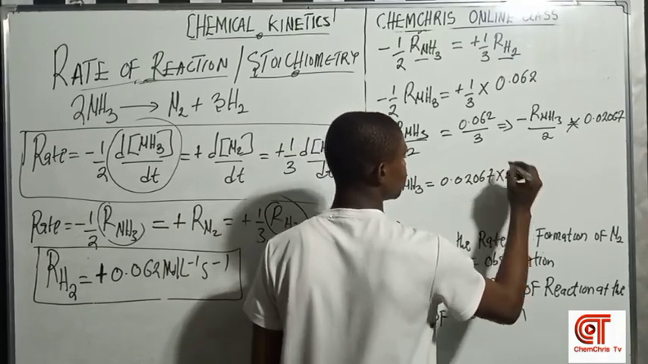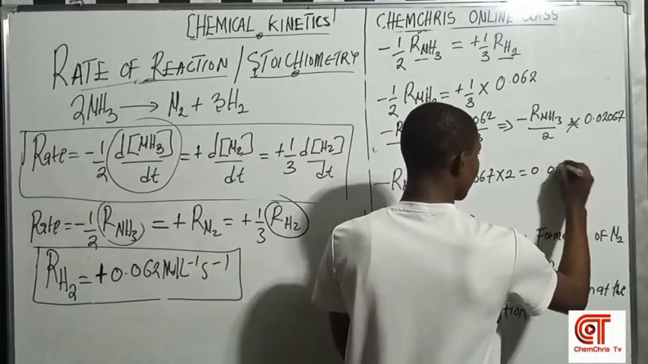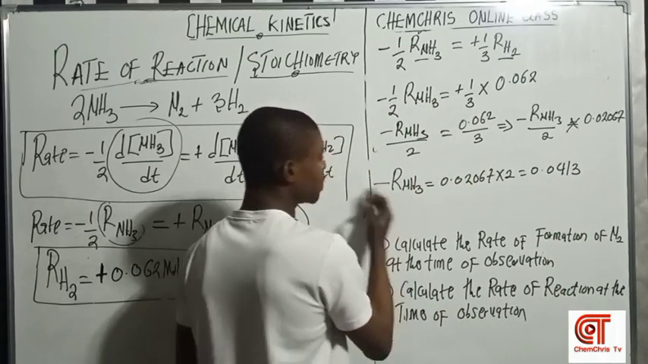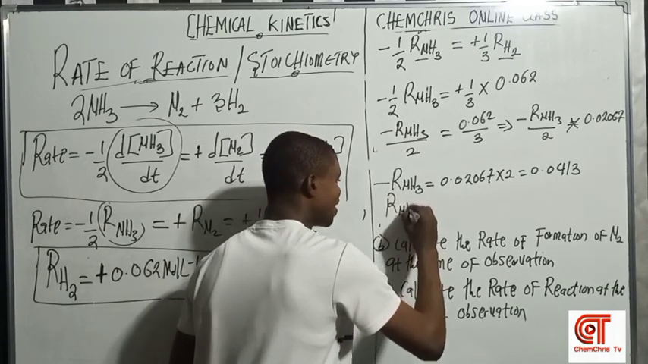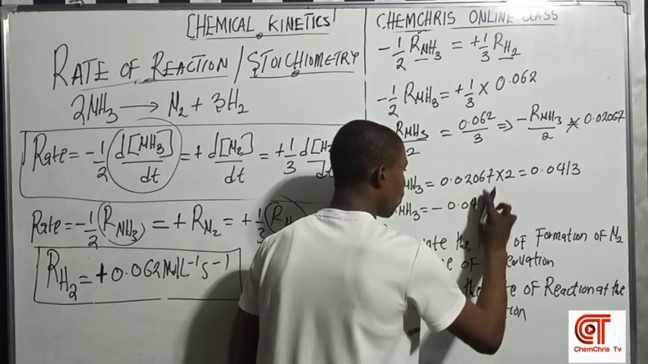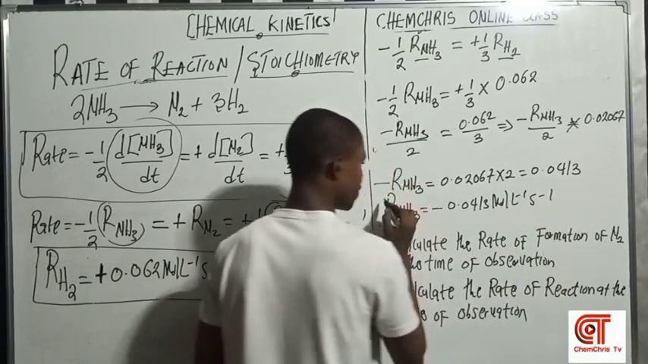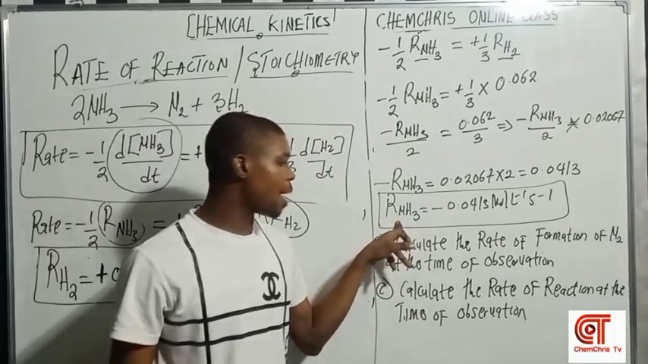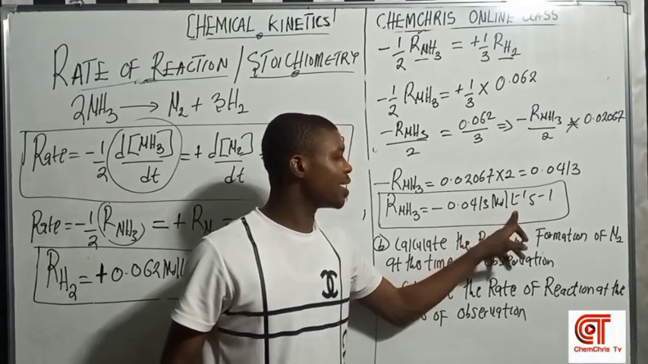0.02067 times 2, right? If you punch your calculator here, 0.0413. But you eliminate this sign here, so what will happen? Multiply through by minus 1. So here I have rate of NH3 equals minus 0.0413 mole per liter per second. So you can see that the rate of decomposition of ammonia is minus 0.0413 mole per liter per second.